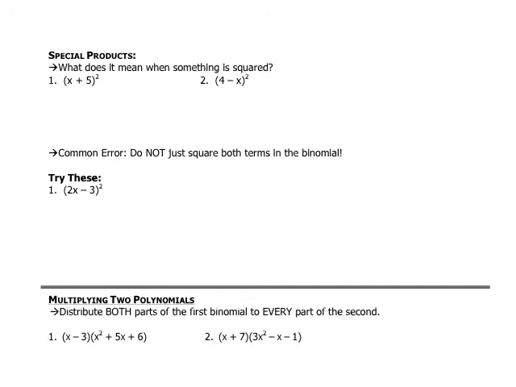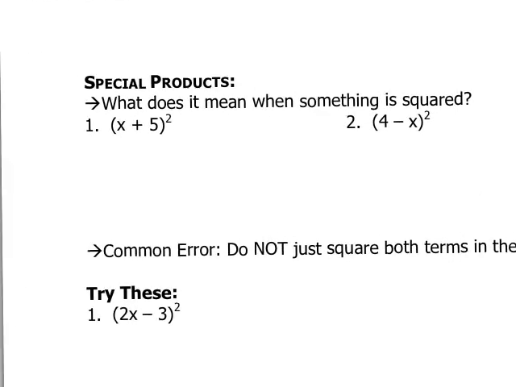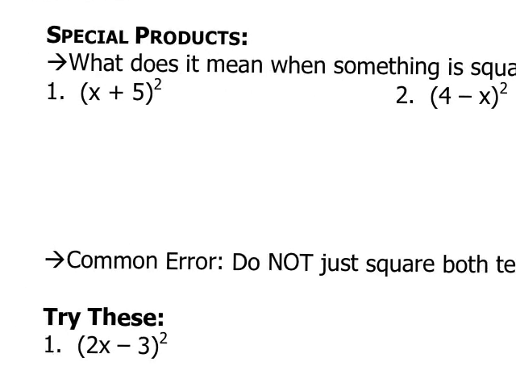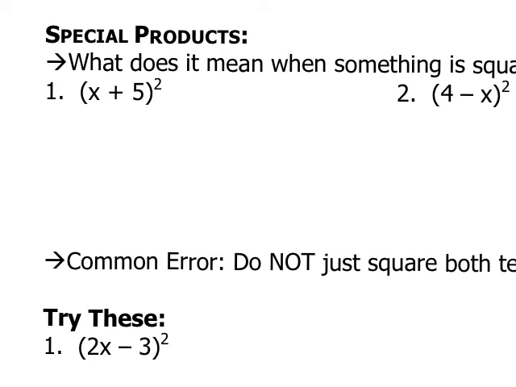Okay, something called a special product. What does it mean when something is squared? Two exponents, to the second. Yeah, it does mean an exponent of 2. What does that really mean, though? If I told you 3 squared, what does 3 squared really mean? 3 times 3. So x plus 5 squared means what? X plus 5 times x plus 5.